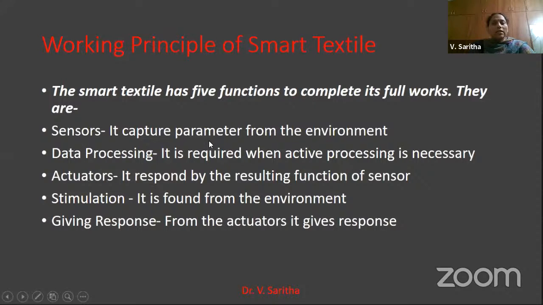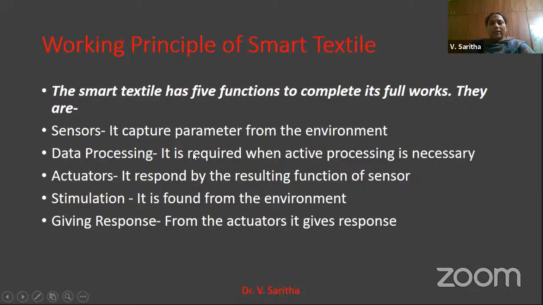So here sensors capture the parameter from the environment. For example, if it is heat or wind, whatever it could be, it will be able to sense. Suppose you want to sense the stress of a person, or the pulse rate of the person, or the blood pressure of a person, whatever you want to sense, that data is going to be captured by the sensors.